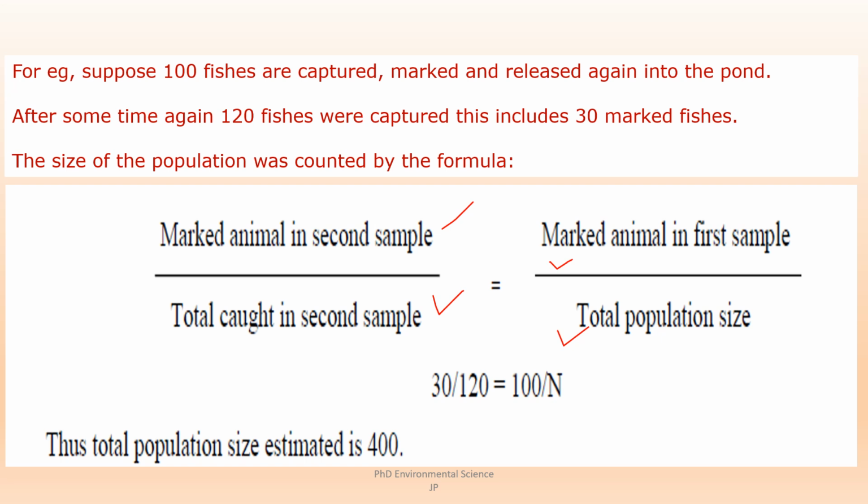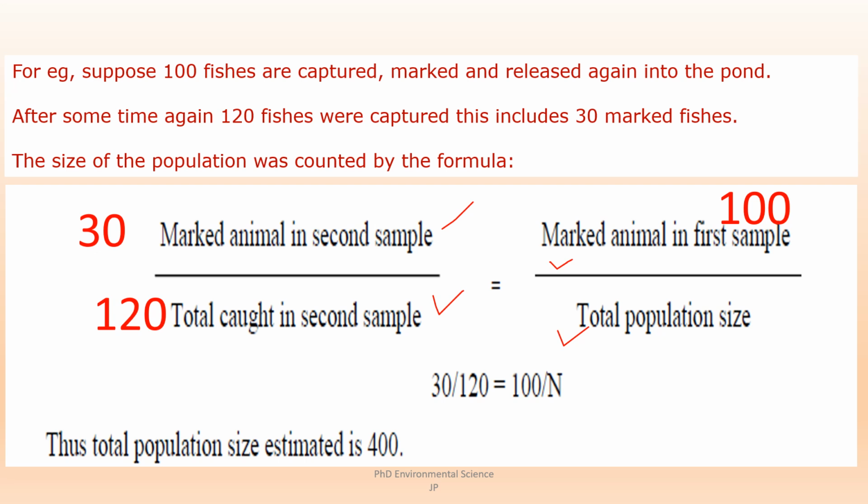Suppose 100 fishes are captured, marked and released again into the pond. So over here, marked animals in first sample is 100. Then after some time, again 120 fishes were captured. Means you will catch 120 fish in the second sample. So at the point of total caught in second sample, you will write 120. And in the second sample, you find 30 marked fishes. So marked animals in second sample would be 30.